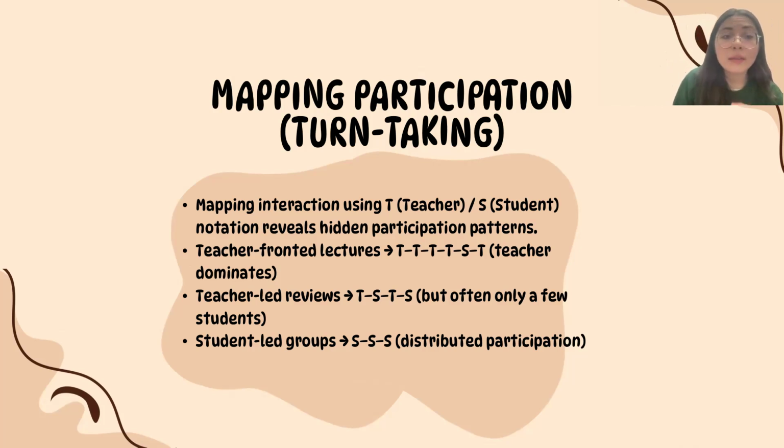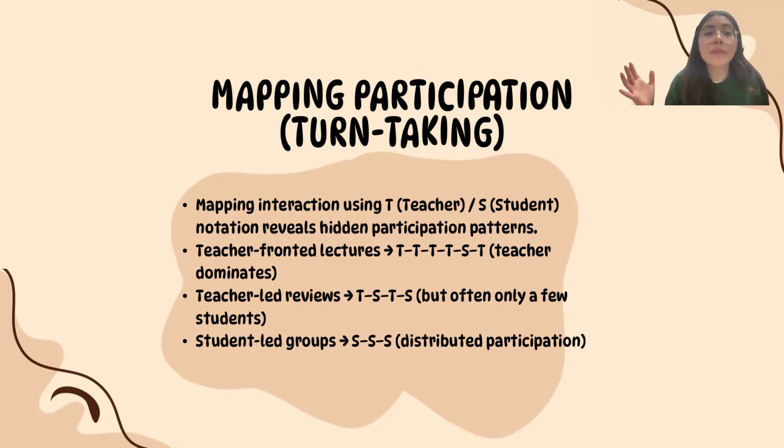The first step in mapping participation is identifying the sequence of teacher-student turns. Each participant structure tends to produce a distinctive interaction pattern. In a teacher-fronted lecture, the pattern is dominated by teacher, teacher, teacher, student, teacher, with only brief, short student interruptions. And in a teacher-led review session, interaction is teacher, student, teacher, student, though the teacher still controls the floor.